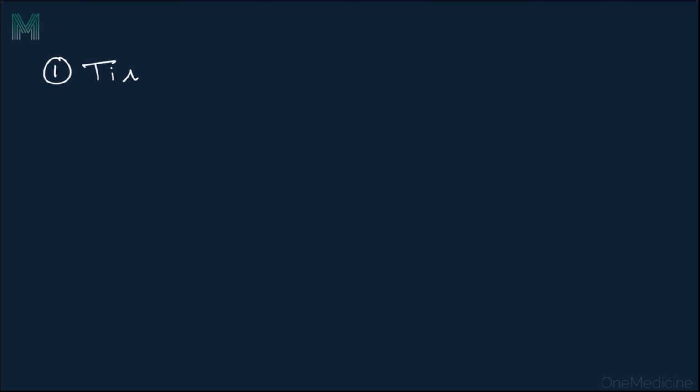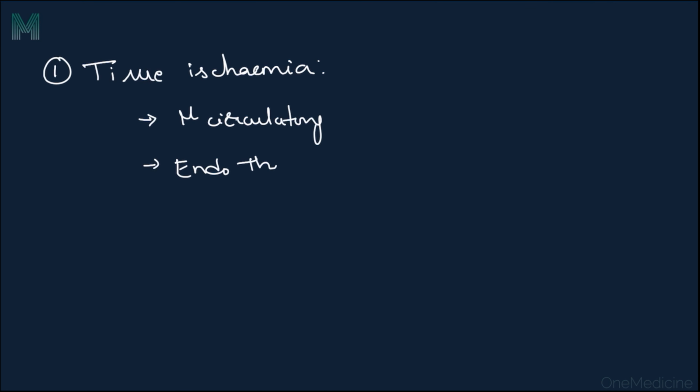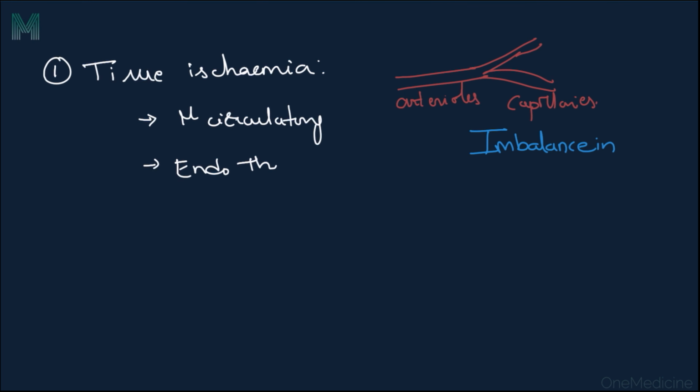First one is tissue ischemia. There are microcirculatory lesions and there are endothelial lesions. Microcirculatory lesions are the lesions present within the microcirculation, that means the lesions that are present within the arterioles and capillaries. These cause imbalance in coagulation and fibrinolytic systems.